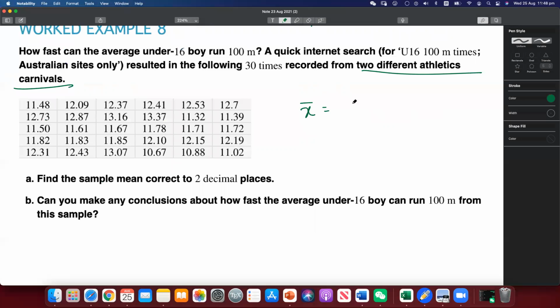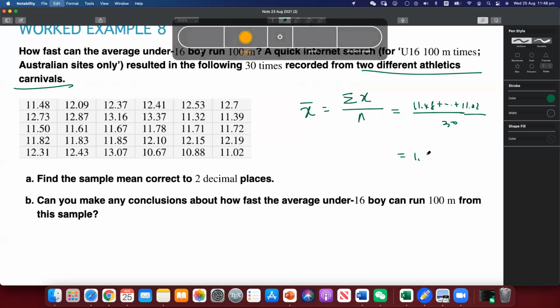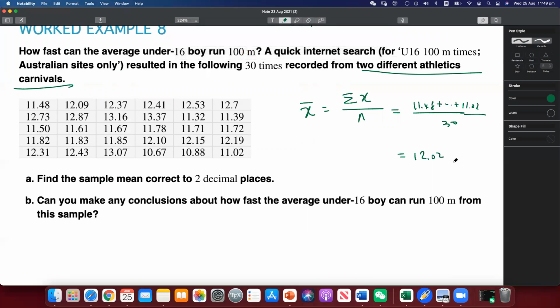So the sample mean X bar is, we use this sigma, a Greek letter sigma, meaning the sum of all the numbers. Okay, the sum of your X over N. So we're gonna add all these 30 numbers together. So 11.48 plus all the way to 11.02 divided by 30. I'm just copying the answer from the textbook. So you're gonna have 12.02 seconds. Yeah, 12.02 seconds. And then we're gonna make a conclusion.